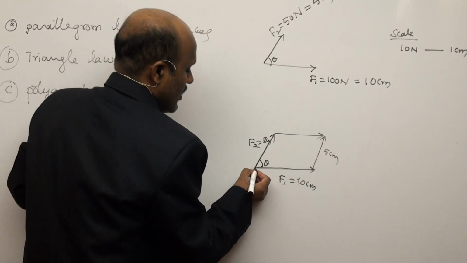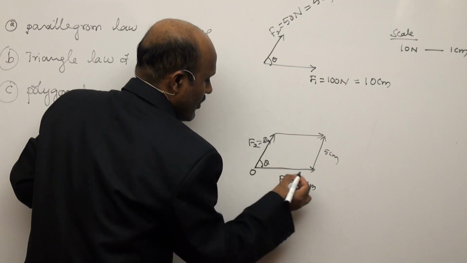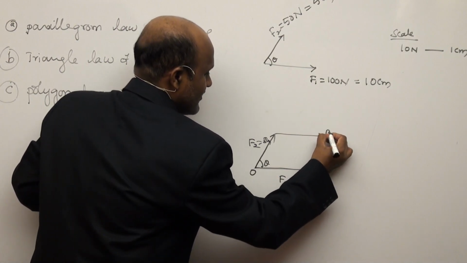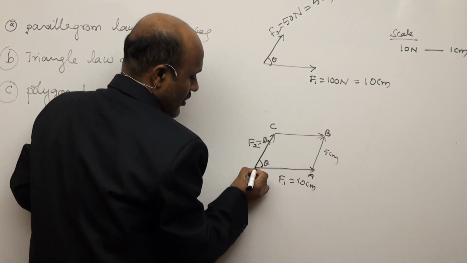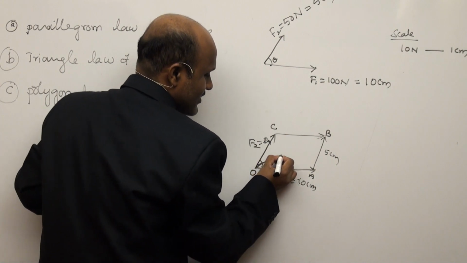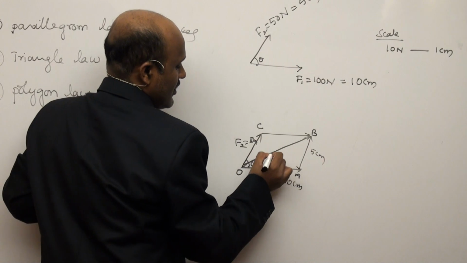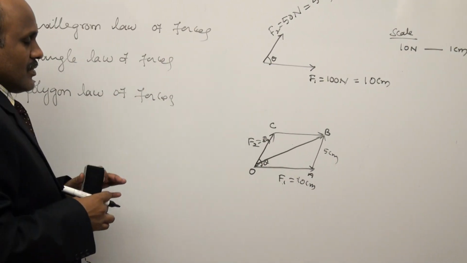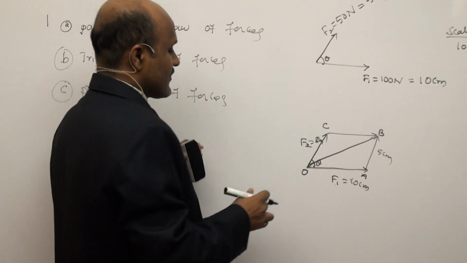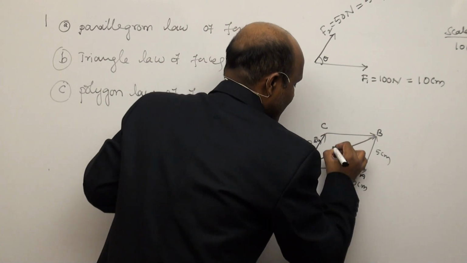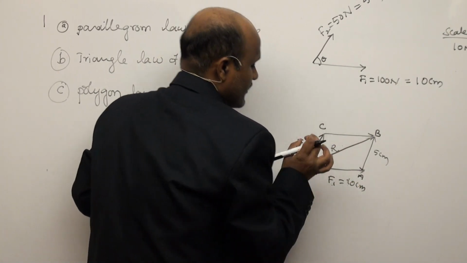Now, here is O, here is A, here is B, here is C. Now, there is a diagonal here. This is a parallelogram, and the diagonal passes through this point. So this is the diagonal of the parallelogram, and it is a parallelogram of forces. This diagonal represents the resultant of these two forces.